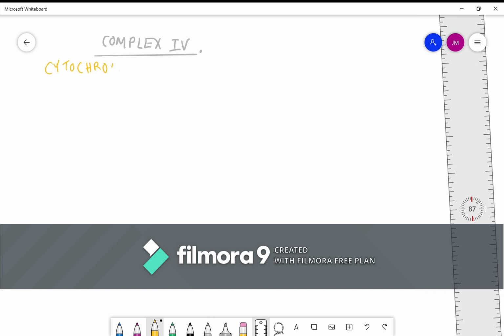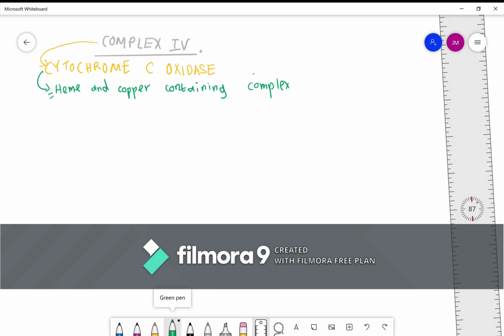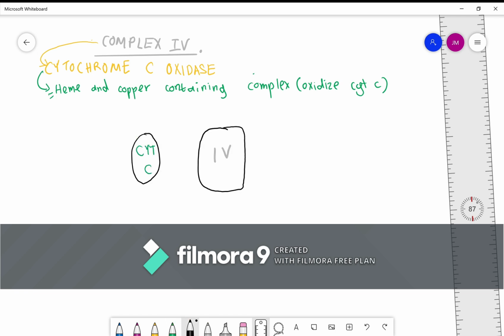Complex 4 is called cytochrome C oxidase. It is a heme and copper containing complex whose main job is to oxidize cytochrome C, that is, to receive electrons from cytochrome C, and then it uses those electrons for the reduction of oxygen to water. Hence, it is called cytochrome C oxidase.